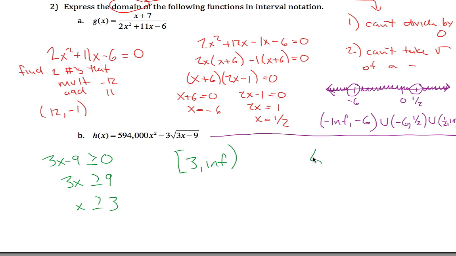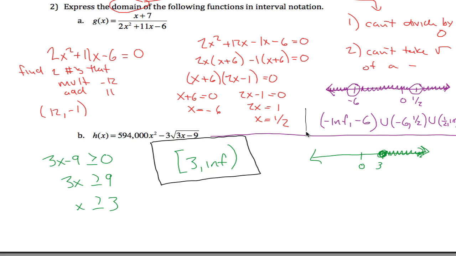If you want a number line, I could do that too. There's 3. We want to include 3, and we want to include everything greater than 3. So because we're including 3, we put brackets here, and then everything greater than 3, everything up to infinity. So there's the domain. Maybe I'll throw some boxes around things to make my answers a little bit more clear. And then we can say this quiz is over.